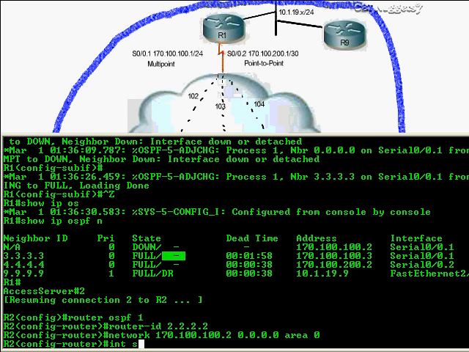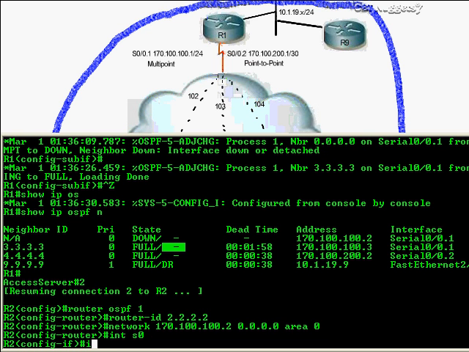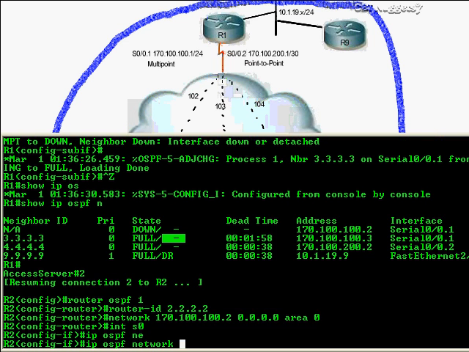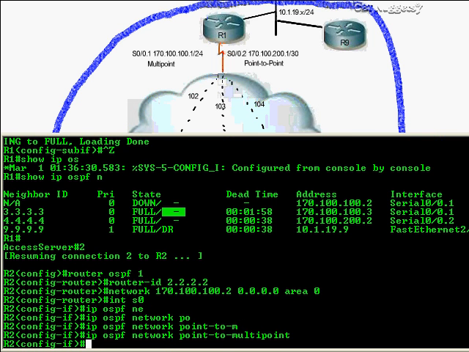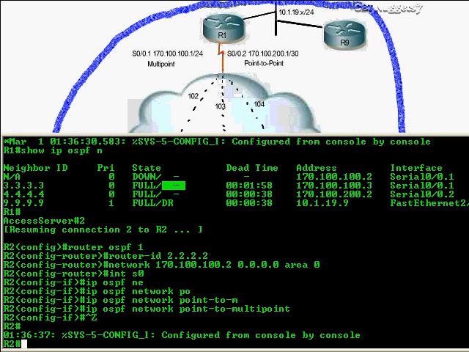So, interface serial 0 is where I'm going next. IP OSPF network point to multipoint. Enter. And at that point, no pun intended, it should be good to go and networking up to router 1. So give it some time to form that neighbor relationship. We should see it pop up sometime soon.